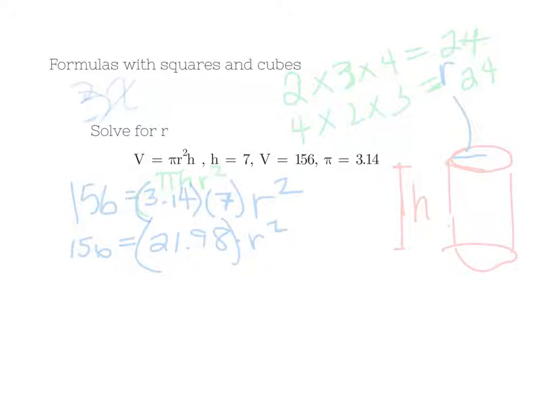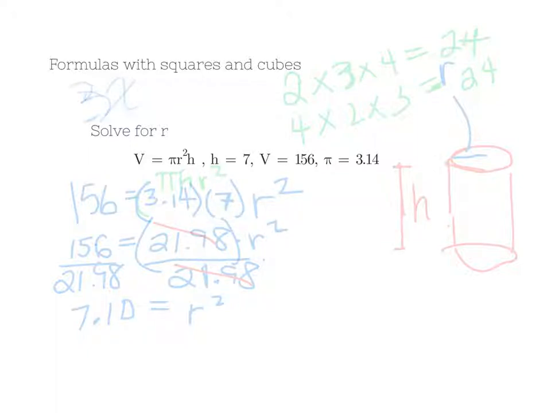Regardless, it's being multiplied, so to get r by itself, to get rid of the 21.98, we would need to do the opposite of multiplying by 21.98, which would be to divide by 21.98. And again, following our rules of algebra, we do that to both sides. So now, on the right-hand side, the 21.98s cancel out, and it leaves us with an r squared. And now our task is to take 156 and divide it by 21.98. That gives us 7.10. Had to grab a calculator for that one. And then that's r squared equals 7.10.